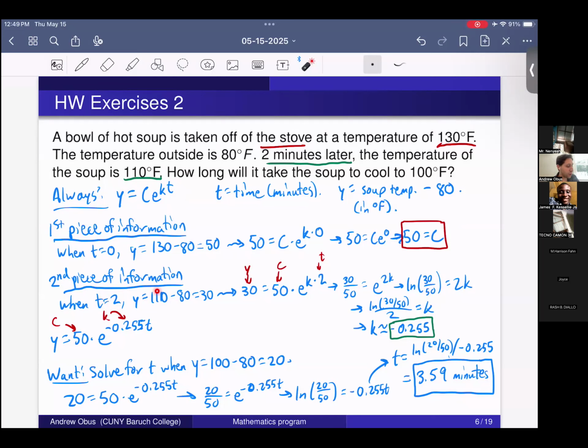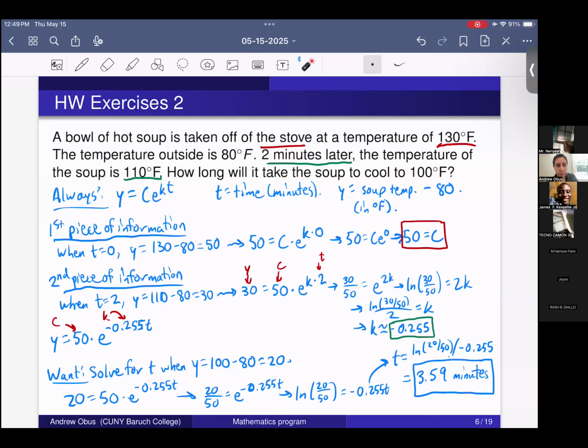So what that tells us is that in this equation, at time t equals 2, the temperature is 110 degrees, which means that y is 110 minus 80, which is 30 degrees. So when t equals 2, y equals 30. And then we can plug those values into this equation, and that can help us solve for k. So we know that y is c e to the kt. We already proved that c was 50.